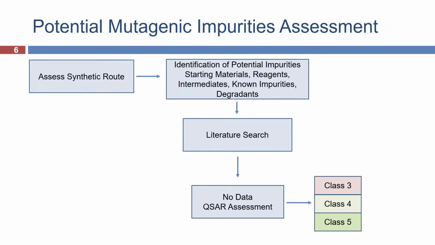There are, however, a lot of compounds from the route that we are assessing that will not have available data in the literature. In these cases, we use the in-silico assessment to classify them as class 3, class 4, or class 5 compounds.